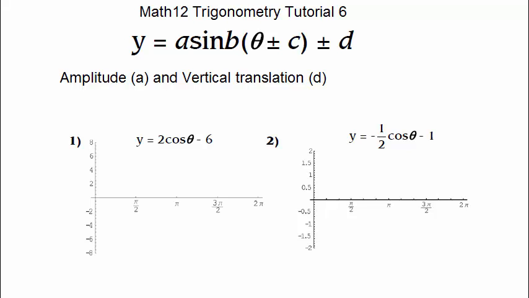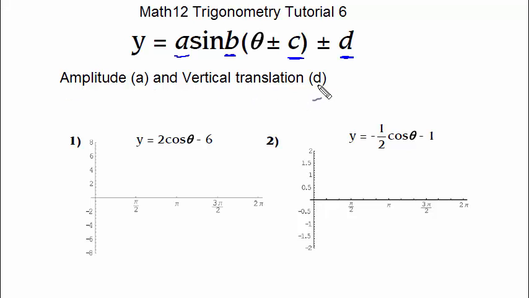There are four major parts in trigonometry functions. We call them A, B, C, and D. A is the coefficient of the sine function, B is the coefficient of the bracket, C is in the bracket, and D is outside. A represents amplitude, B is period, C is phase shift, and D is the vertical translation. In this part, I'm going to do A and D, because these two are relatively simple, so I do them together.